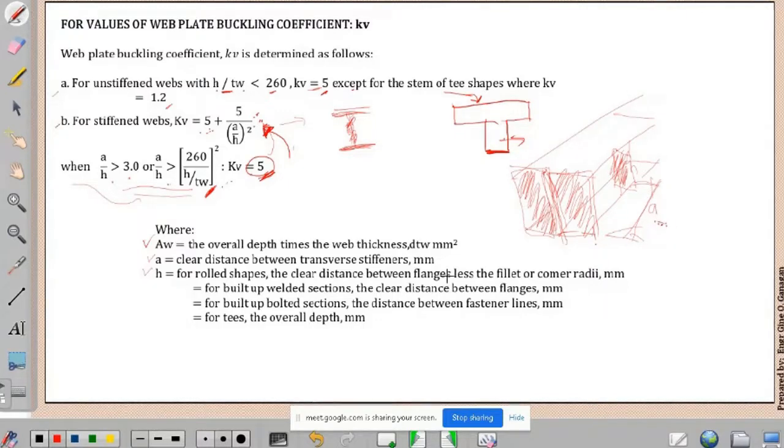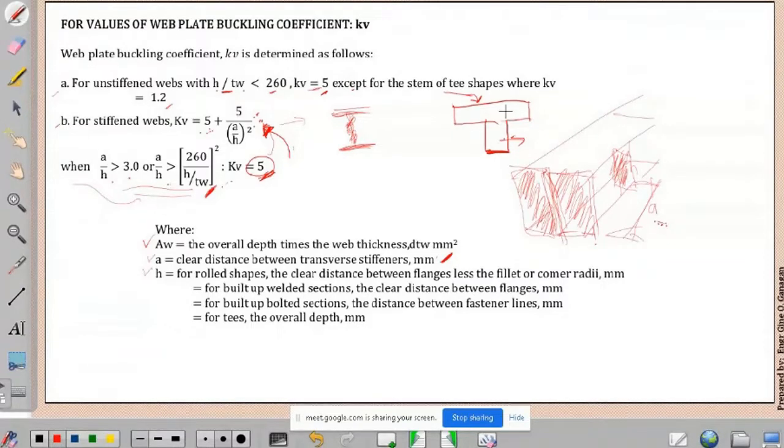So that is our A. This is actually given in the problem for the analysis. So that will be your A, the distance between the transverse stiffeners, which we put as reinforcement on our web. Okay?